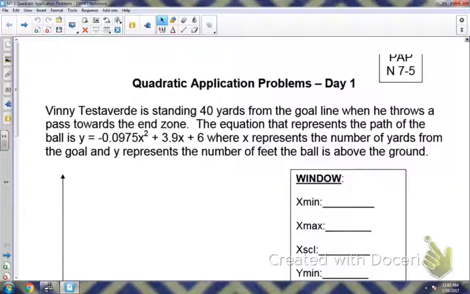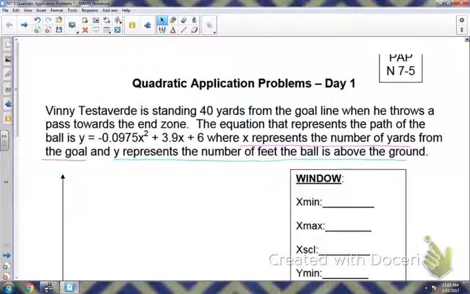The equation that represents the path of the ball is y equals negative 0.0975x squared plus 3.9x plus 6. X is going to represent the number of yards from the goal, and your Y will represent the number of feet the ball is above the ground. Okay? Alright, so what you're going to have to do is adjust your windows on these, okay, in order to see your parabola.